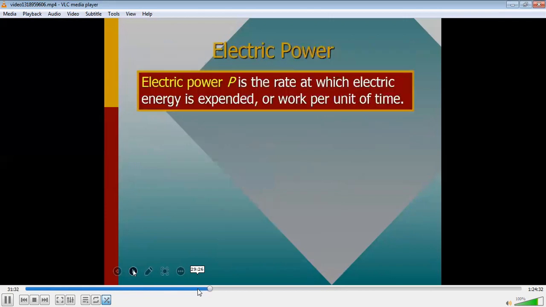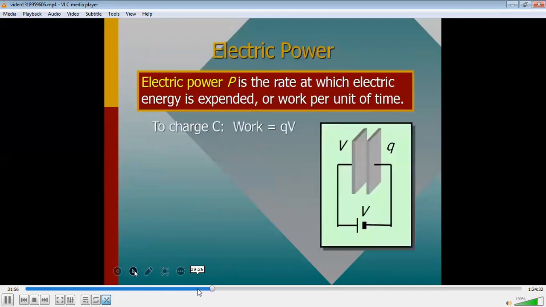Now, what is the electric power? The electric power P is the rate at which electric energy is expended, or work done per unit time. That means work done per unit time can be measured with electric power. So it is one kind of energy, and its unit will also be joule.